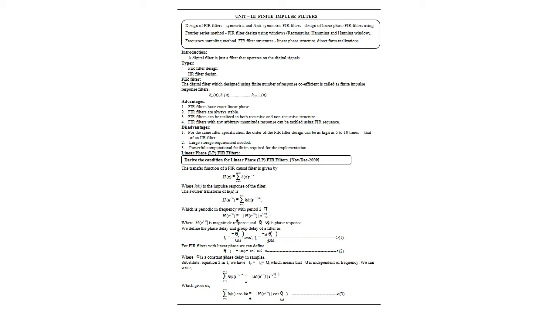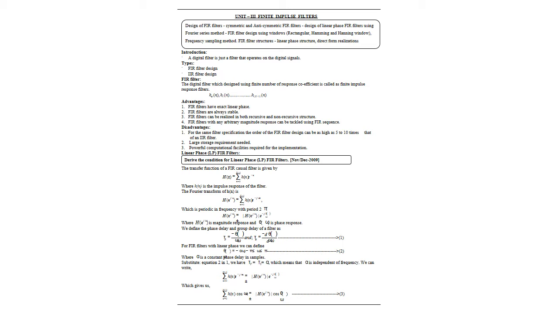So H of e power j omega is equal to modulus of H of e power j omega into e power minus j theta of omega. Here modulus of H of e power j omega is the magnitude response and theta of omega is the phase response. We define the phase delay and the group delay of the filter: tau p is equal to minus theta of omega by omega, and tau g is equal to minus d theta by d omega.